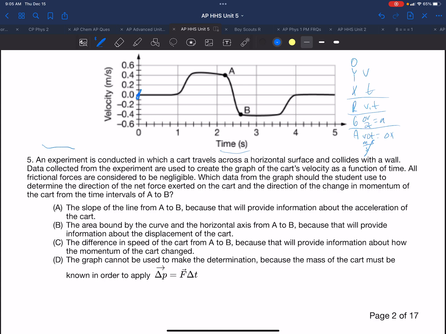So we have a cart, we're told, traveling across a horizontal surface and it collides with a wall. The cart's velocity is a function of time. If we look at what's happening, the cart's at rest, someone accelerates it, and it's moving at relatively constant velocity. Then the velocity rapidly decreases, it looks like, while it's hitting the wall.